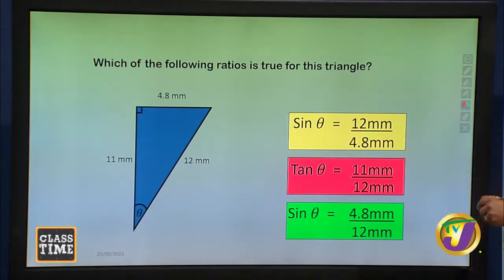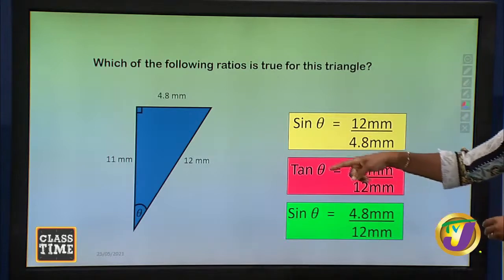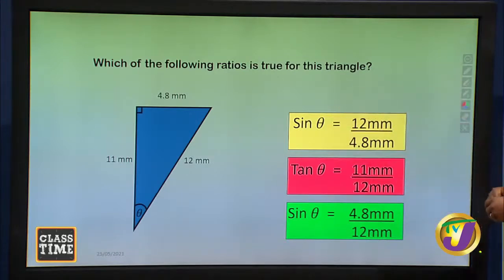Let me skip down to the bottom one now. The denominator in this case is 12 millimeters, so it seems correct. Let's just check: the opposite side is actually 4.8 millimeters. Yes, it is. And why couldn't we use the middle one?